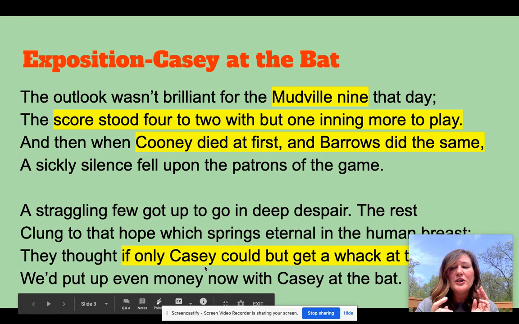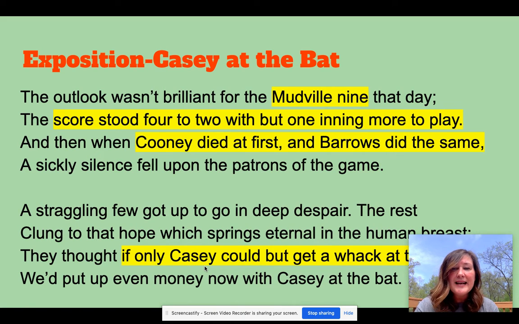So in those first 2 stanzas, we have our exposition. We've got the conflict, we've got the characters, we've got the setting, everything is there. So that's what you've got to think through. When you go to write your exposition, it should be written in 1 to 2 stanzas. And I am looking for those quatrains.